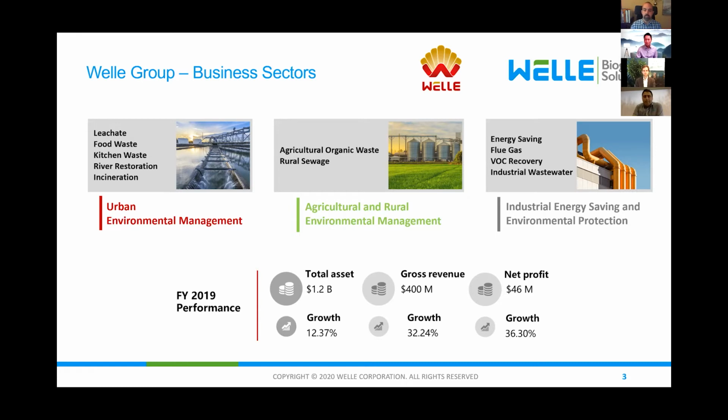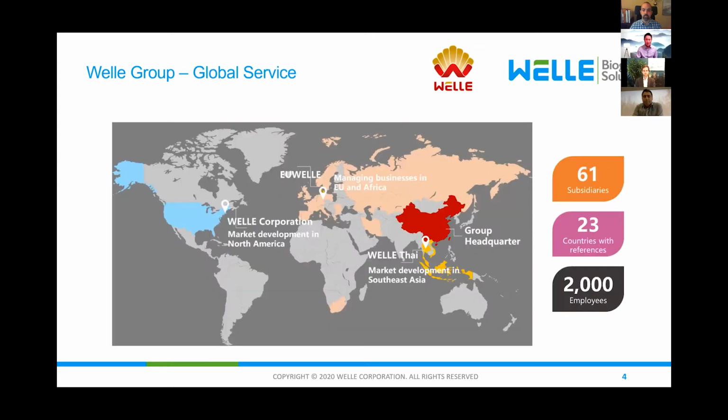We have about 1.2 billion US dollars in total assets and about 400 million US dollars in annual revenue. Geography-wise, we are operating in China, which is our headquarters, in Southeast Asia, mainly Thailand, and Europe, mainly Germany, as well as the Wheelie Corporation here in the States. Globally, we have about 61 subsidiaries across all the business segments that we're serving, have references in 23 countries, and a little bit over 2,000 employees globally.